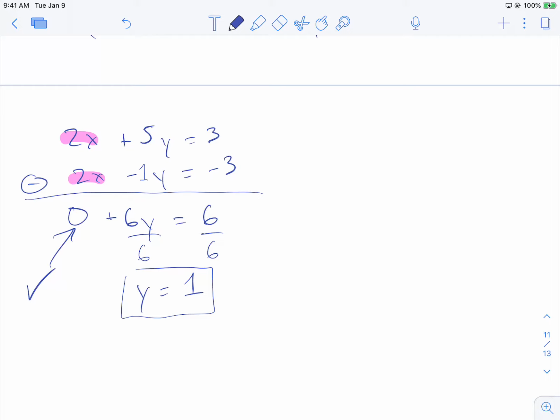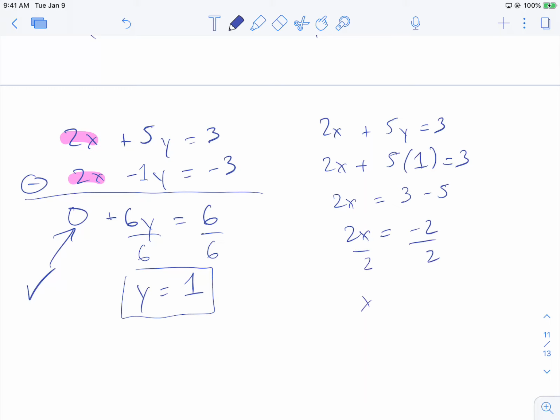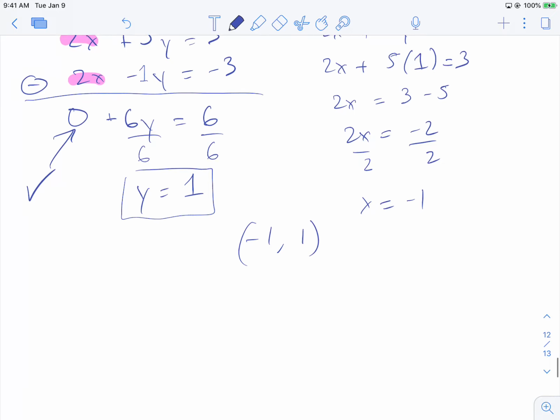Now that I have my y equals 1, I can put this into any equation and solve for it. So I'll put it back into the first equation. 2x plus 5y equals 3. 2x plus 5 times y was 1, equals 3. So 2x equals 3 minus 5, because I brought that over. 2x equals negative 2, divide by 2, divide by 2, and you get x equals negative 1. So my solution would be negative 1, 1.